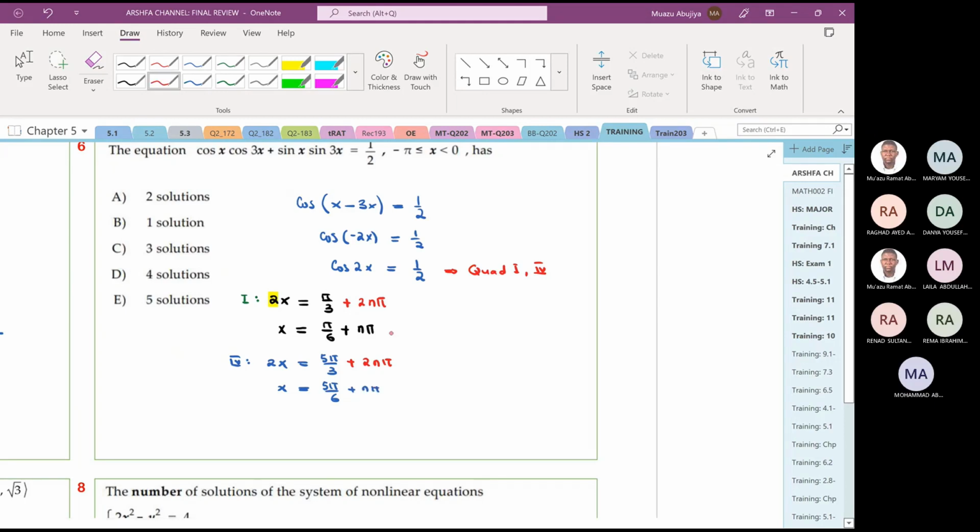Gentlemen, this one here and this one here, we call them the general solution. Let me create a space.